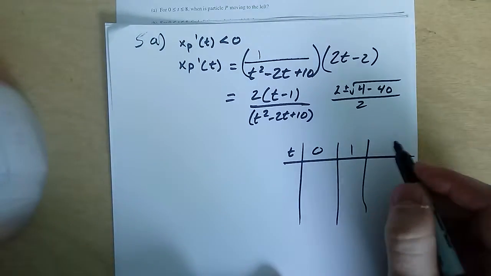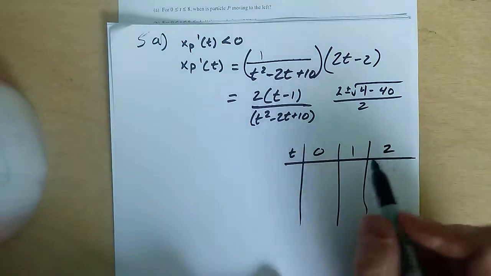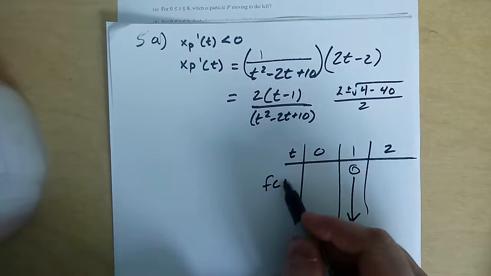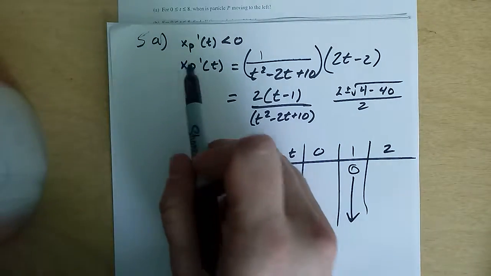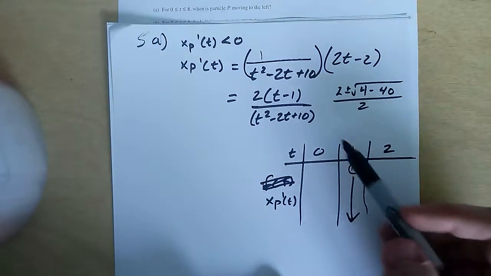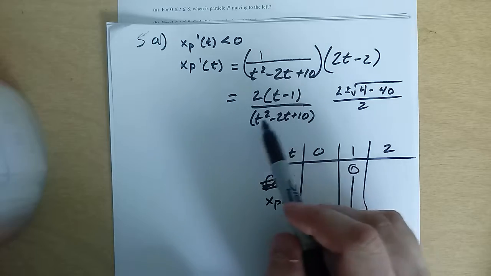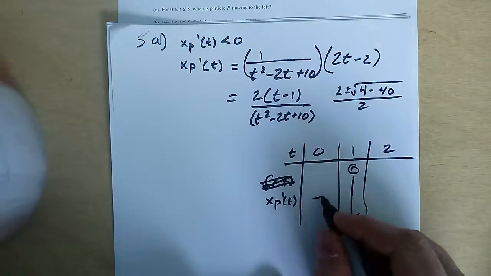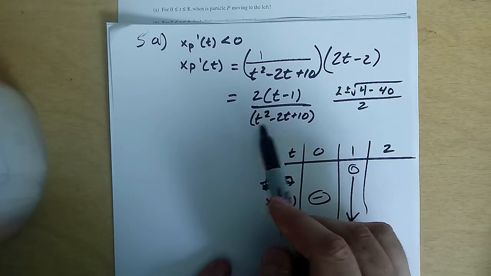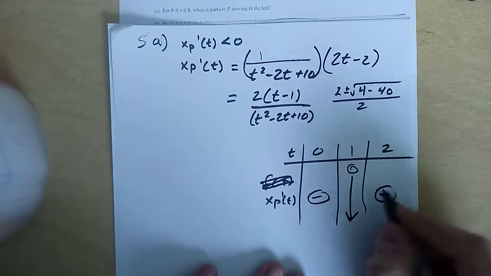Then I'll just check 0 and I'll check 2. If I check 0, not f of t, xP'(t), I wind up getting a negative on the top and a positive on the bottom, so I get a negative out. If I try 2, I wind up getting 4 minus 4, a positive and a positive, so I wind up getting a positive.